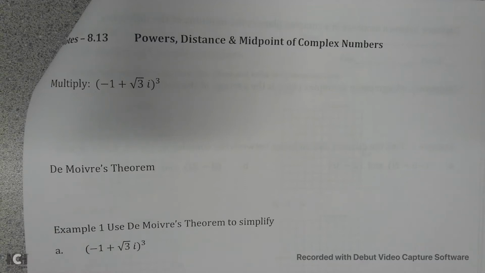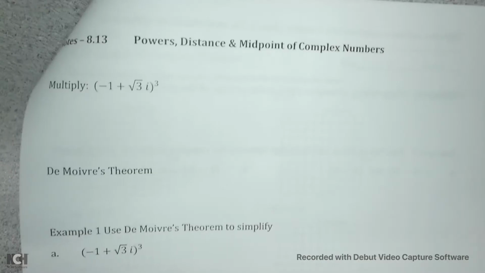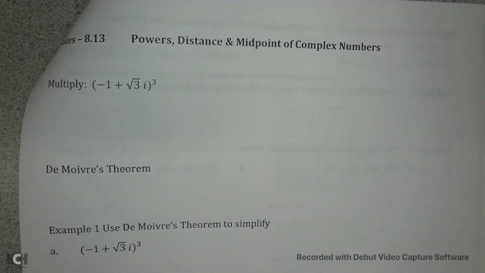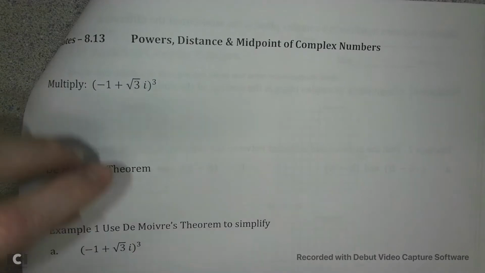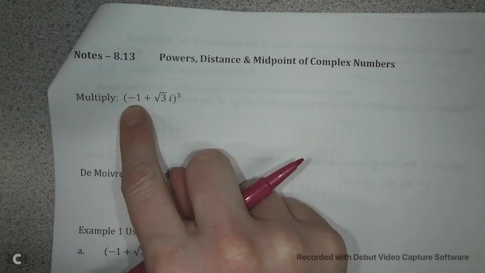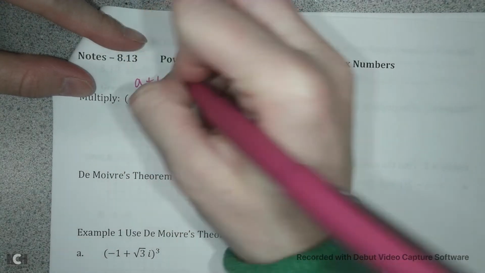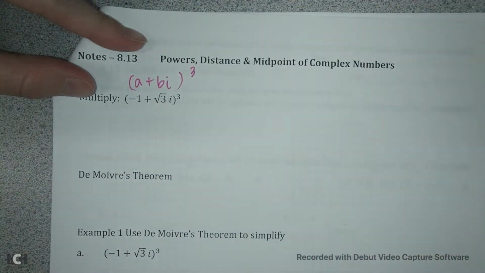Alright guys, so today we are talking about distance, midpoint, and de Moivre's theorem, all these things. So we want to multiply this complex number. Remember, it's a plus bi, and we're doing that to the third power.